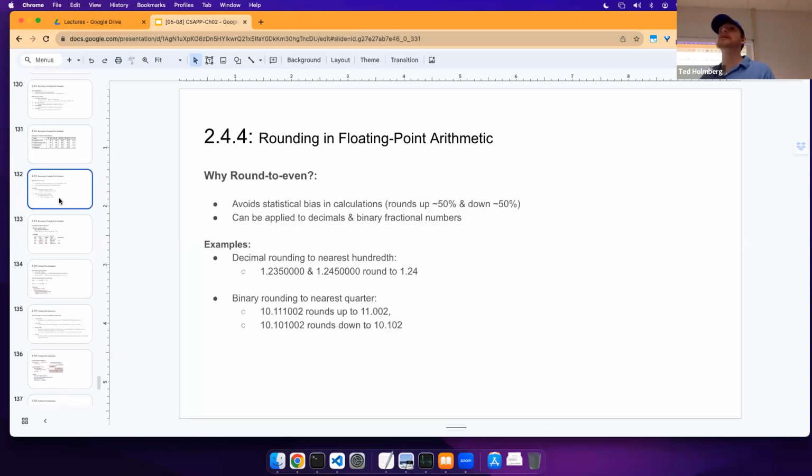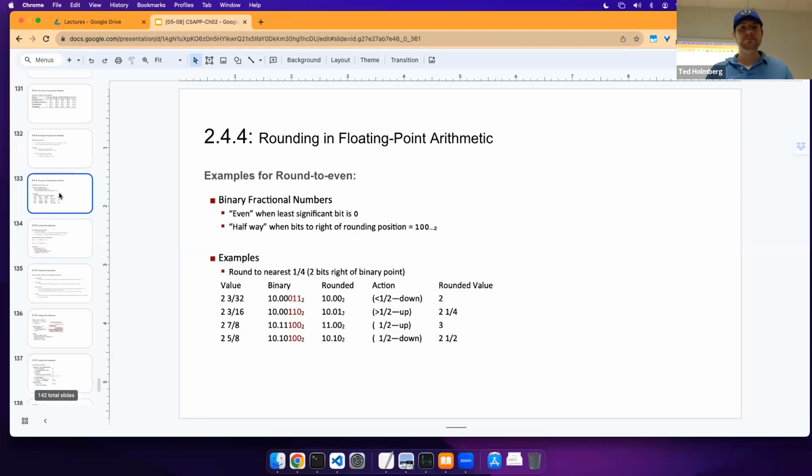Okay, so we use round to even for our floating point arithmetic. Why? Because it avoids statistical bias in calculations, and it can be applied to both decimal and binary fractional numbers. Some examples of rounding in binary are given right on that slide, and just some examples of how this might look: rounding to the nearest 2 to the power of minus 2. Here we have where the rounding occurs inside of the red.